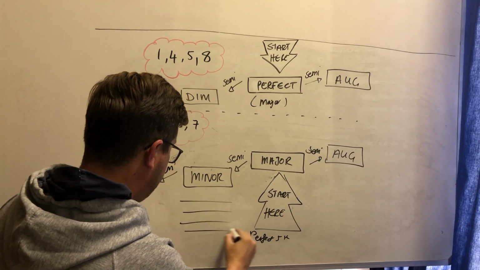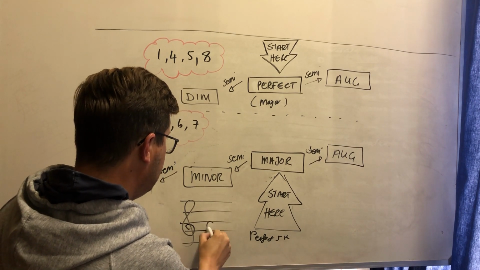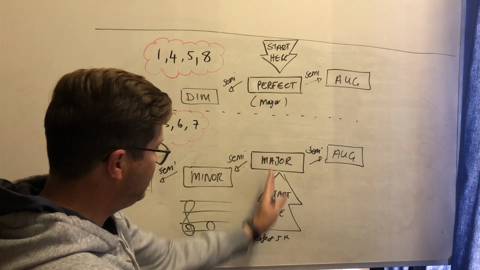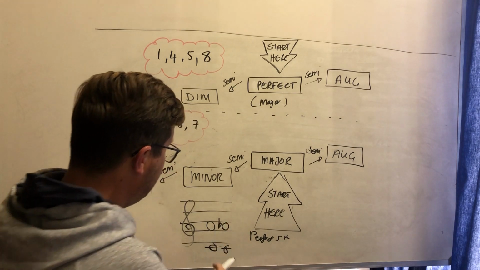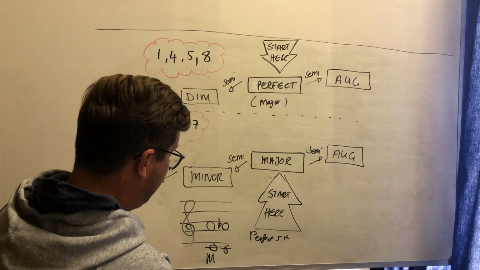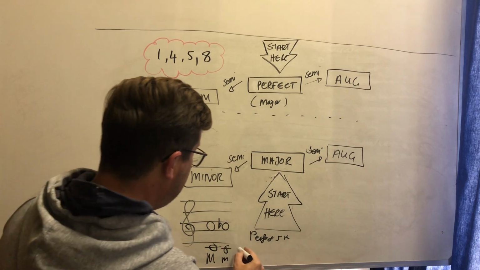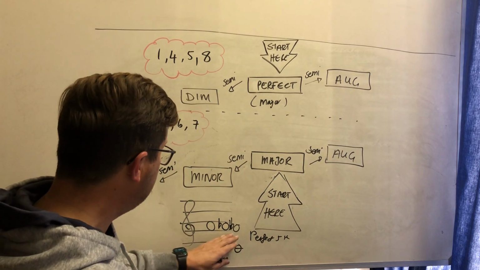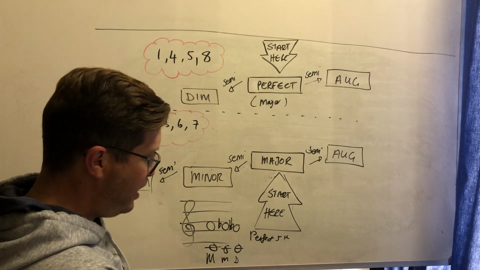Just going to keep it simple again. So let's go C to A. C major is no sharps, no flats. C to A is a major sixth. We start there. C to A flat is one semitone smaller. So that will be a minor sixth, major, capital M, minor, small m, just so that you can see the difference. C to A double flat would be diminished sixth. Okay, I hope that makes sense.